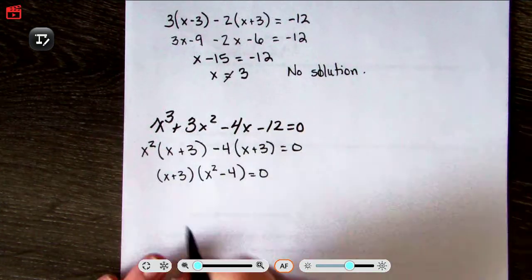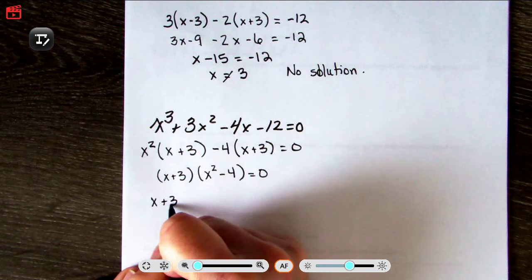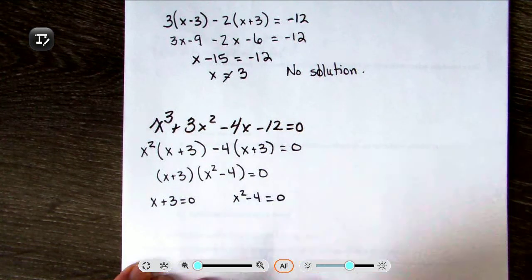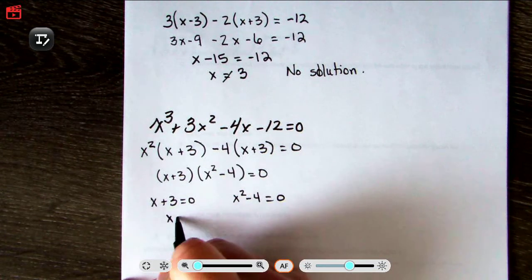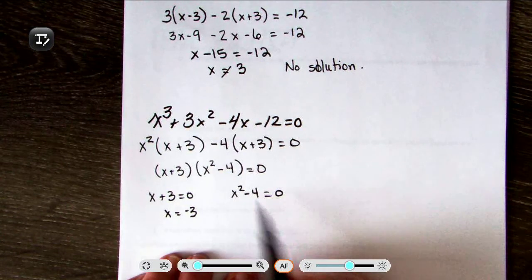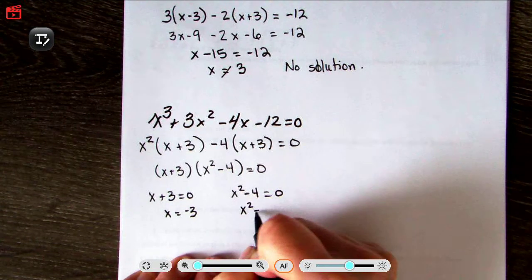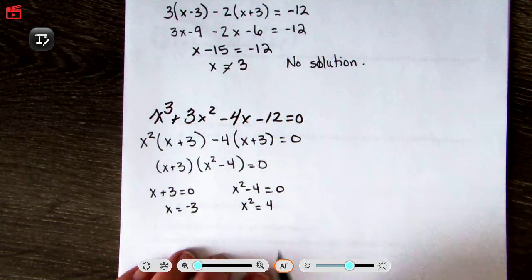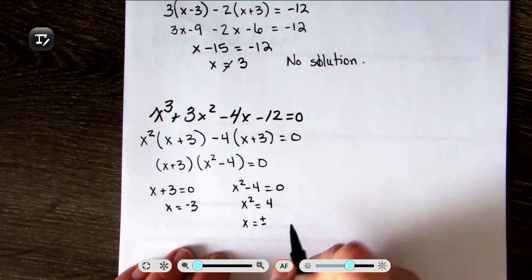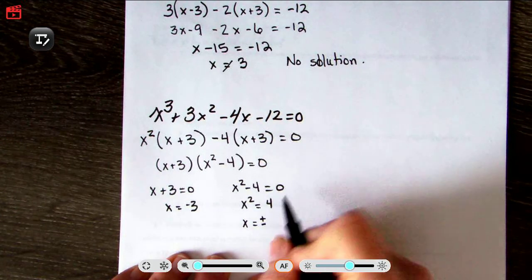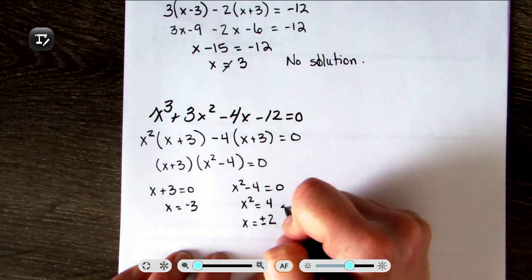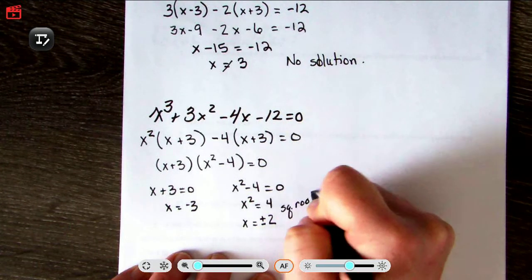Now I can set each factor equal to 0. Subtracting, we get x equals negative 3 here, so I subtracted 3 from both sides. Here I'm going to add 4 to both sides and then take a square root. But if I take a square root, I have to remember the plus or minus, and the square root of 4 is 2. So taking square roots of both sides.